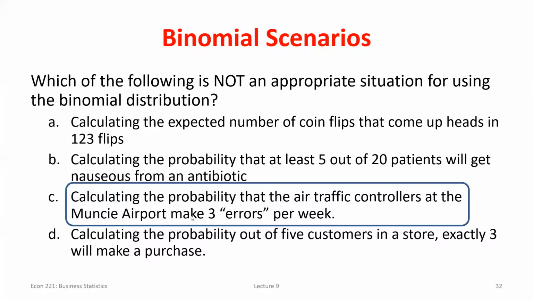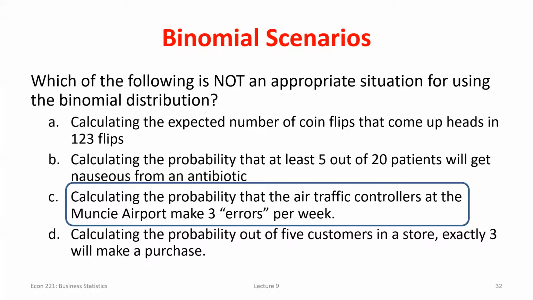And then the last one: if the probability that once someone enters a store they make a purchase is the same across customers, or I just use the average. If I look at 5 customers, what's the probability that exactly 3 make a purchase? Well, my success there is they make a purchase.